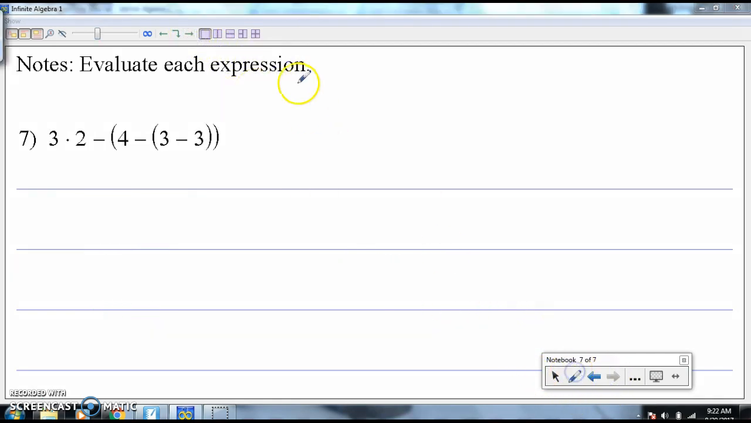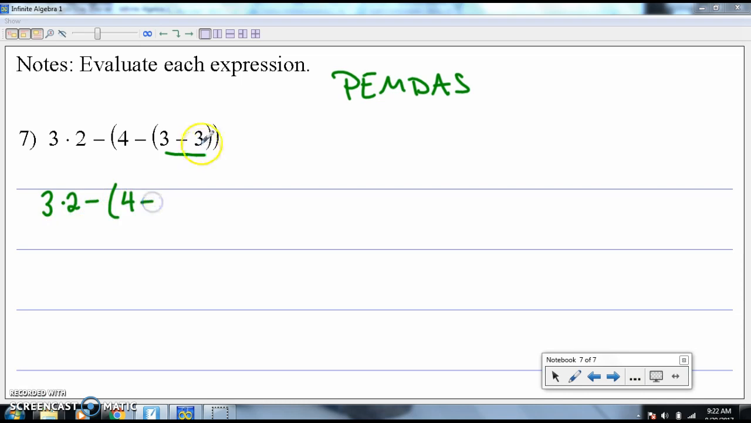Okay, so again, PEMDAS tells us to work inside the parentheses first. Now what happens if there are two sets of parentheses? Well, if they're inside each other like these are, we're going to start on our inside and work our way out. So I have 3 times 2 minus, and then in my parentheses I have 4 minus 3 minus 3 gives me 0.